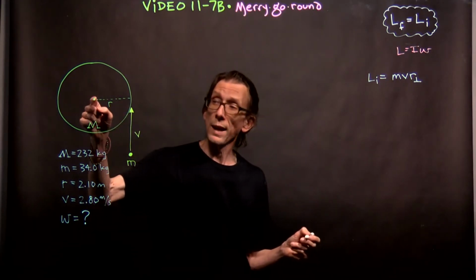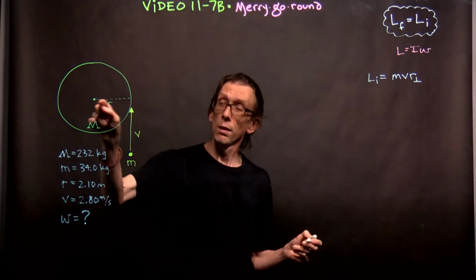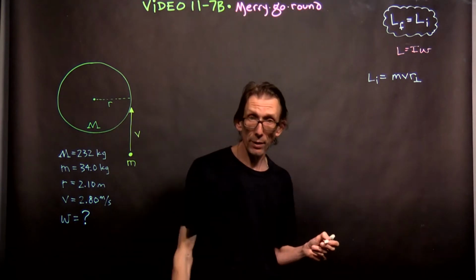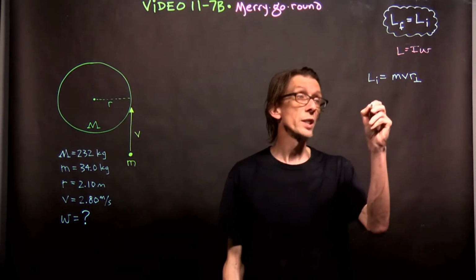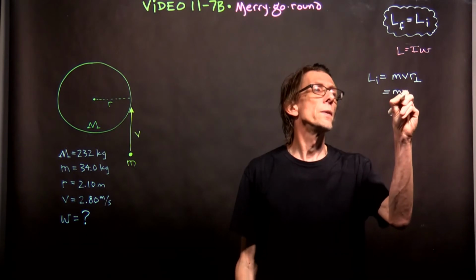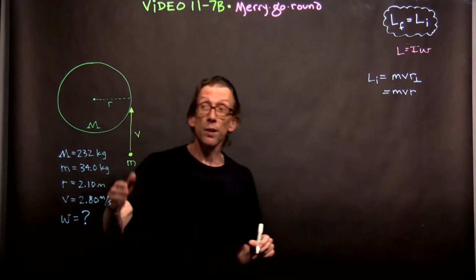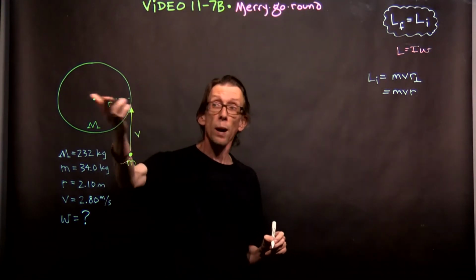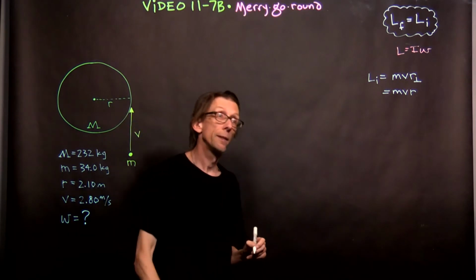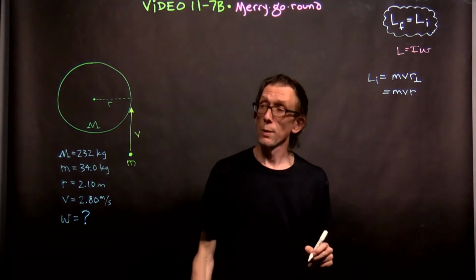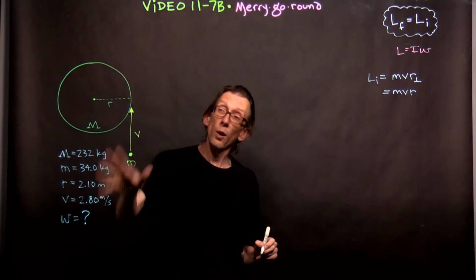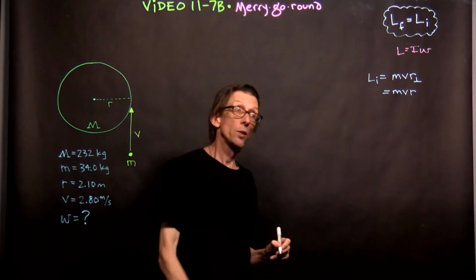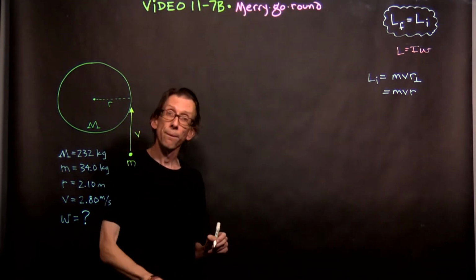We're interested now in the angular momentum of this kid running in a straight line, but we're going to measure the angular momentum around that axis right there in the middle of the merry-go-round. So this is just equal to m v r, because the perpendicular distance, r perpendicular, is equal to the radius of the wheel, which is 2.10 meters. That's the initial angular momentum, right? Because the wheel's not turning, it's just chilling, so there's no angular momentum of the wheel. It's just sitting there. That's the total initial angular momentum. That is all.